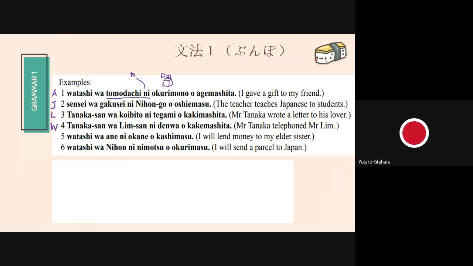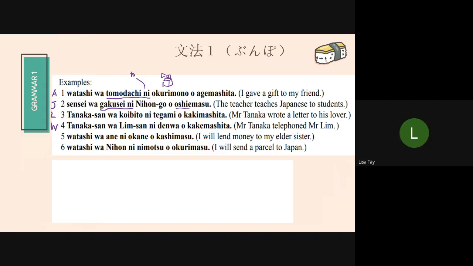Okay, number two. Sensei wa gakusei ni nihongo wo oshiemasu. Very good. Nihongo oshiemasu. Oshiemasu is teach. We learn that also. Teach Japanese to students. Okay, to students. This is a new thing. Teacher teach to students. Very good.